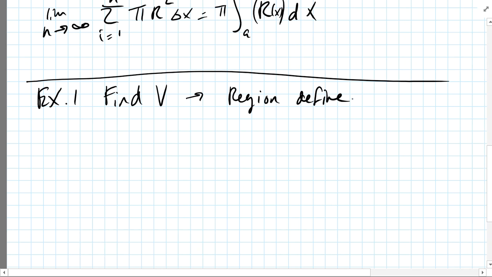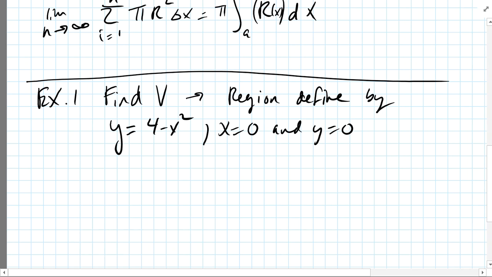You know how you've been doing those area problems? Well, are they the same regions? Do I define them the same way? And then we're going to revolve them. So it's defined by y equals 4 minus x squared, x equals 0, and y equals 0 in the first quadrant.